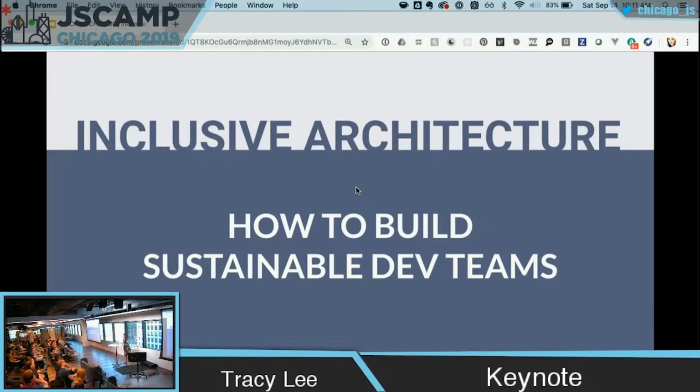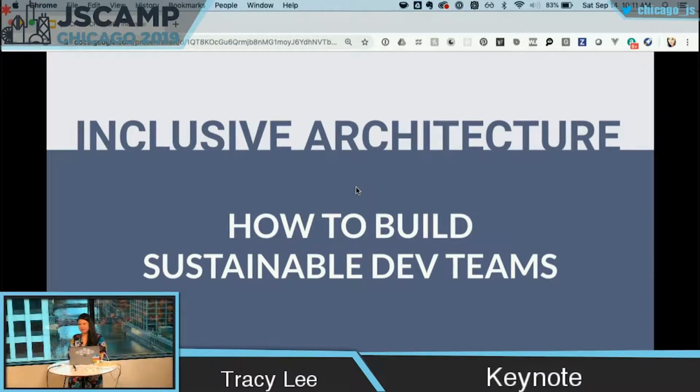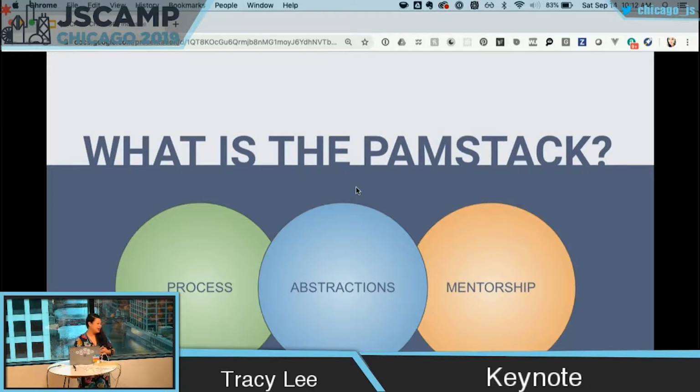So today I'm going to talk about inclusive architecture and this idea of how to build sustainable development teams. When people hear about this thing called the PAM stack, I like to tell people it's the new Agile, but I'm also half kidding because it's not. But what PAM stack stands for is process, abstractions, and mentorship. So we're going to explore these three ideas today in how to build inclusive architectures.